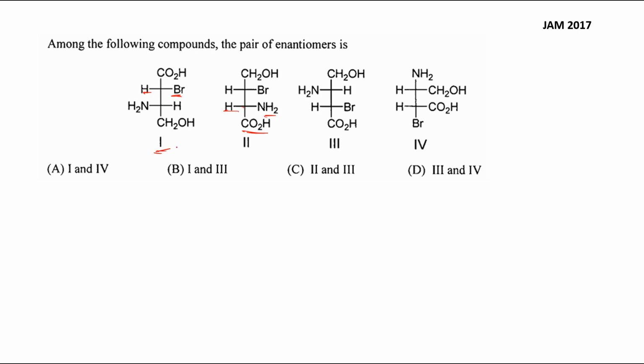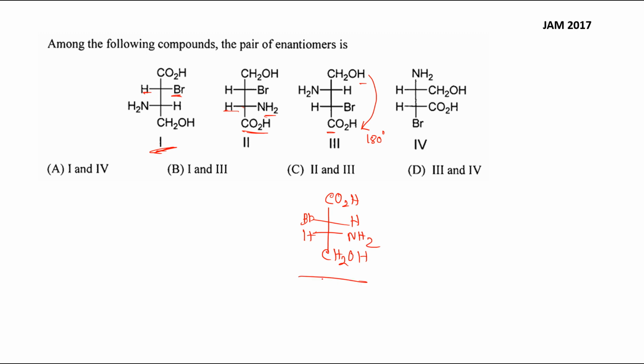Now keeping 1 fixed, if I go to molecule 3, what do we see here? In this case CO2H is below and this is up. So we do an in-plane 180 degree rotation, because that is allowed. And when we do so, now CO2H will be up, CO2H here, and now Br will be here, H is here, H is here, and NH2.